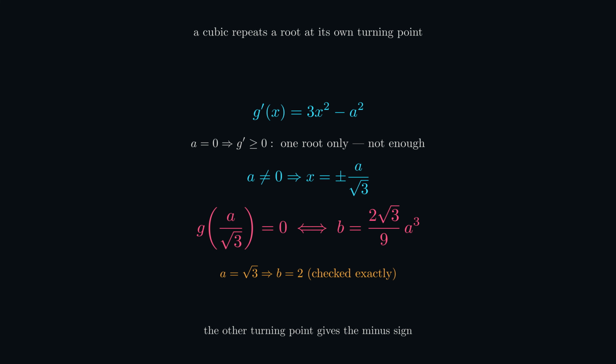Now demand that g vanish at one of them. Substituting a over root 3 gives b equals 2 root 3 over 9 times a cubed. The other turning point gives the same with a minus sign. Check it once exactly. At a equal to root 3, that formula gives b equal to 2.